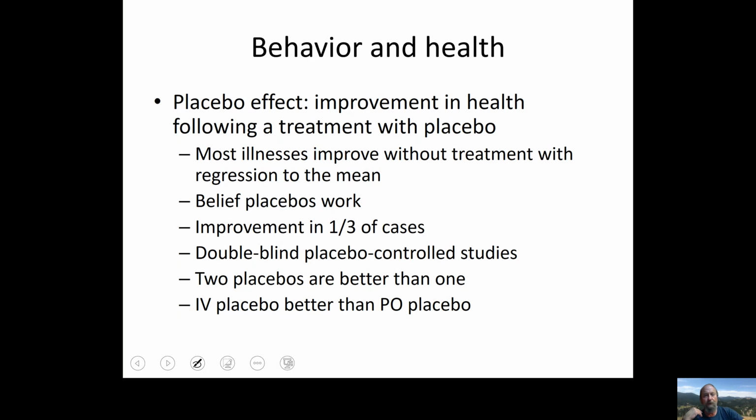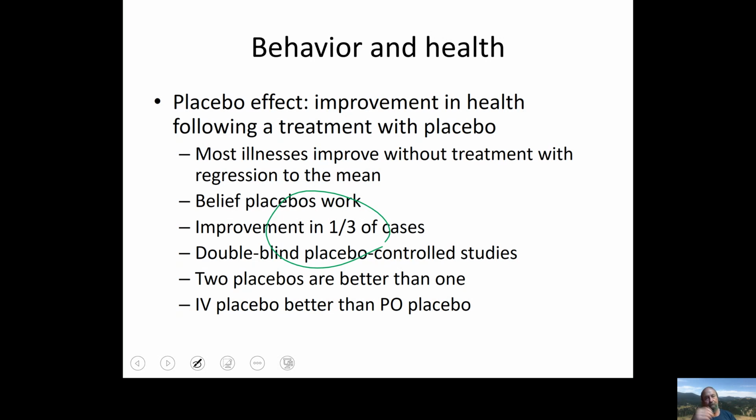But about 1/3 of the cases get better, no matter what it is, with placebo. And it's not just depression or anxiety, but it's like blood pressure. It's everything. They always have to have a placebo-controlled arm to see if medications work or not.